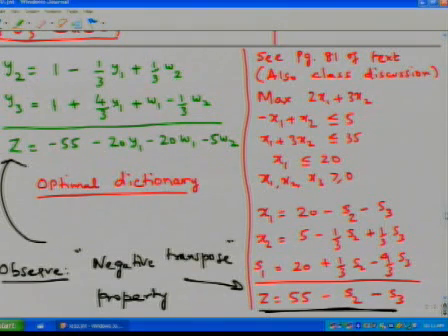So with this notation, the linear programming problem is just maximize C transpose X subject to AX equal to B, X non-negative. And you can check that. Okay?